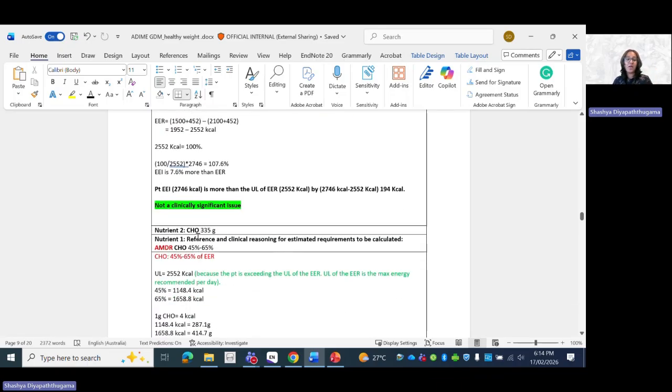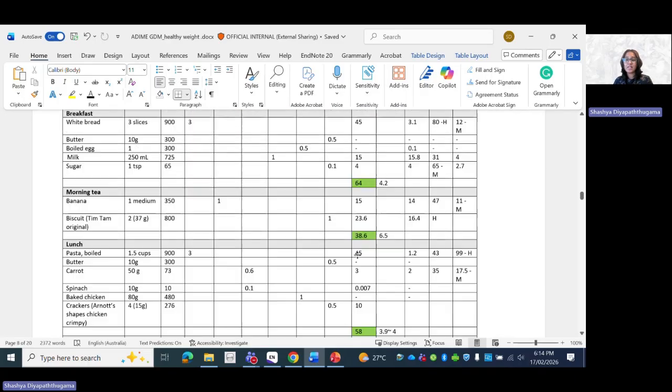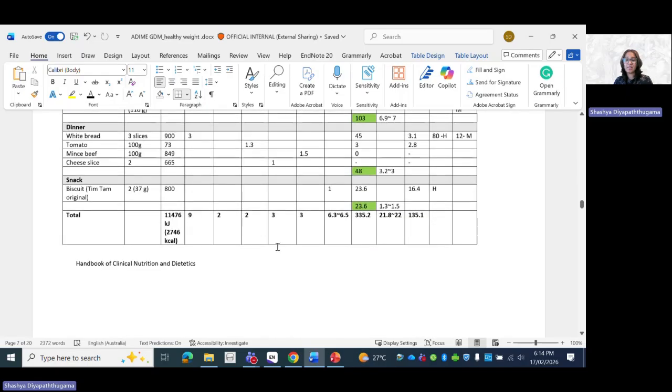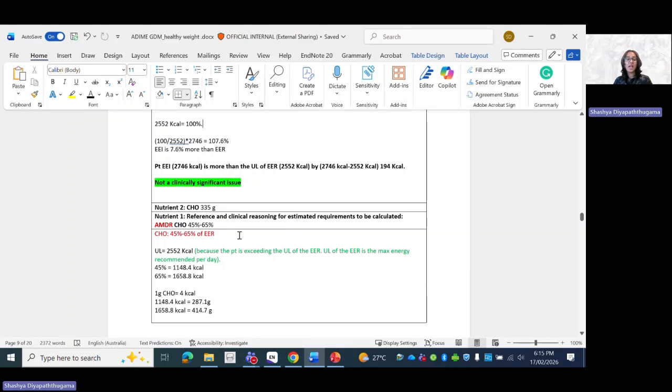Going ahead, we are calculating the total carbohydrates. So from this table, we get the total carbohydrate intake based on her diet is 335 grams. That is what I have written here. And for carbs, AMDR is 45 to 65%. So we are setting that. And we need to calculate the energy that is coming from carbohydrates. And then from energy, we are moving into the number of grams.